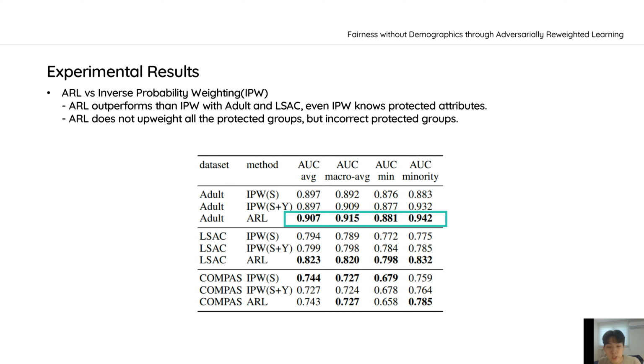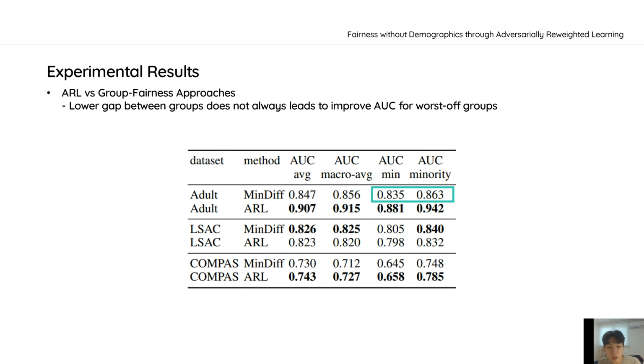And in comparison with inverse probability weighting, which sets the weight to the inverse of probability, ARL outperformed IPW on everything other than LSAC, even though IPW knows protected attributes. This is because ARL selectively upweights incorrect protected groups rather than upweighting all the data points. And compared to group fairness approaches, experiments show that group fairness approaches can reduce the gap between groups, but do not always improve the worst group. But ARL can always improve the worst group.